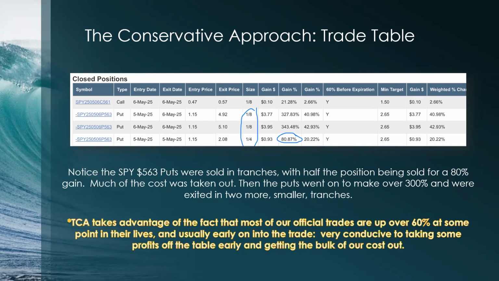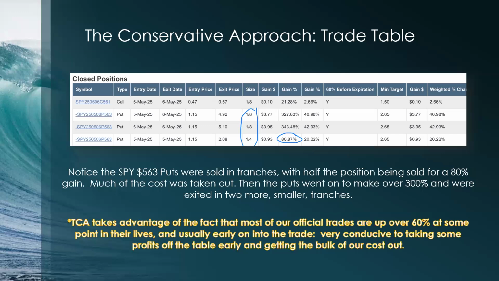I sell out between 60% and 150%. I'll take out a third to a half of the position. That way we get most of our cost out, and then I don't have to worry about so much whether the trade works or not. Because if most of his trades are up over 60% at some point, that means some of them won't be. And so what I do is I factor in the fact that some of these trades will be losses. I mean, that's just part of the system.